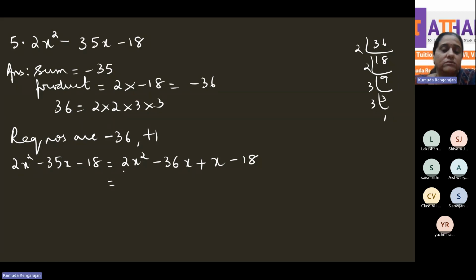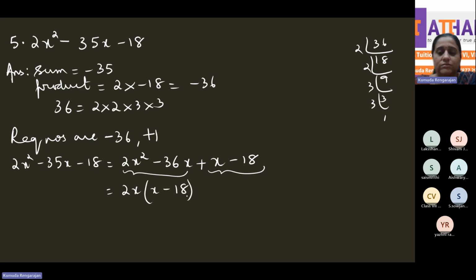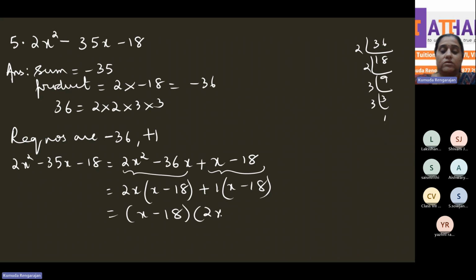How do we group, children? Okay, Surya. Ma'am, it's 2x into x minus 18. Very good. Plus 1 into x minus 18. Very good. So it is x minus 18 into 2x plus 1. Very good.